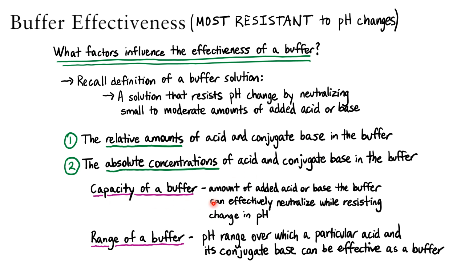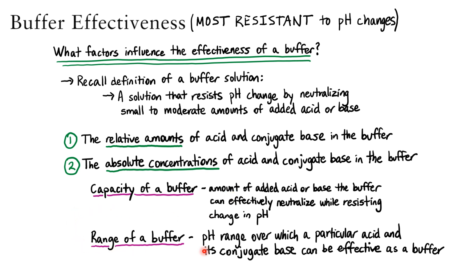But when we talk about the capacity of a buffer, what we're saying is if we wanted to add another acid or another base to the buffer, how much, and that's what we mean by amount, of added acid or base, some contaminant, how much of that can we add to effectively neutralize it while resisting change to pH, right? Because at some point you can add way too much and you've reached the buffer capacity. You have gone over the effectiveness of that buffer.